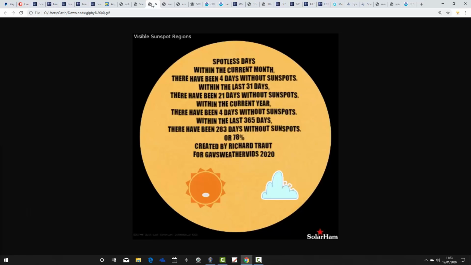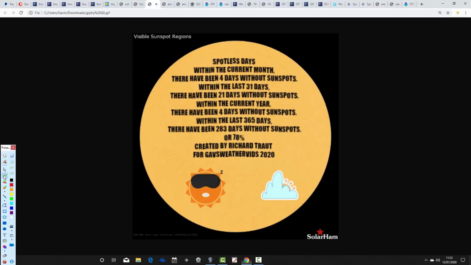Big thank you to James for sending that one through. This one's been sent through by a good friend, Richard Trott. This is telling us how things are progressing with the current spotless days.